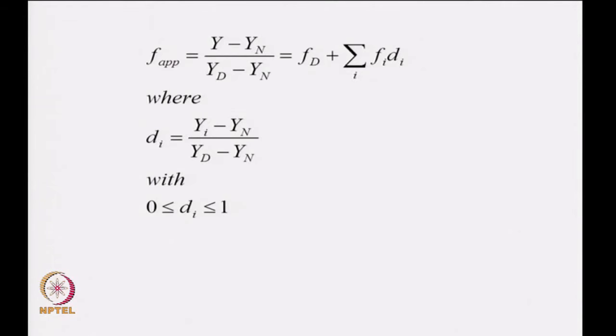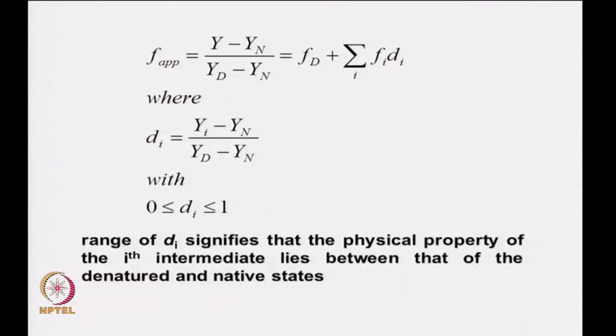The constraint is that d I is between 0 and 1. What do you mean between 0 and 1? That means if d I is close to 0, where am I? If d I is very close to 0, I am very close to the native state. If d I is very close to 1, I am very close to the denatured state. So my assumption is that whatever intermediates I have, they have to be between the native state and the denatured state, hence 0 and 1, right. Okay. So as it says, the range of d I signifies that the physical property of the ith intermediate lies between that of the denatured and native states, essentially that physical property.